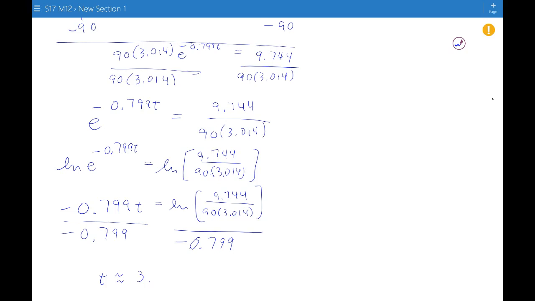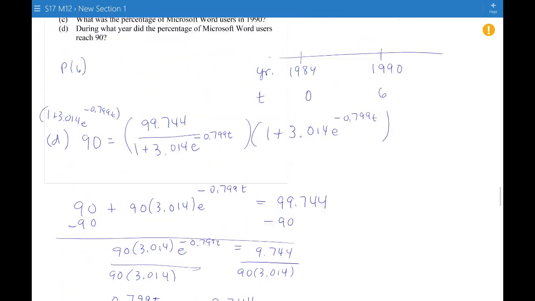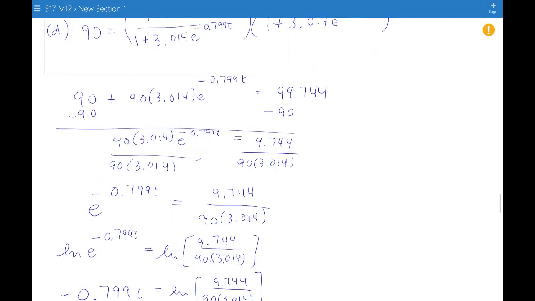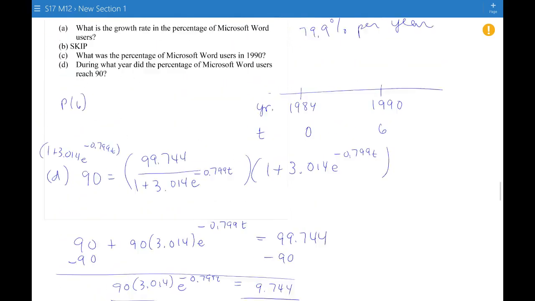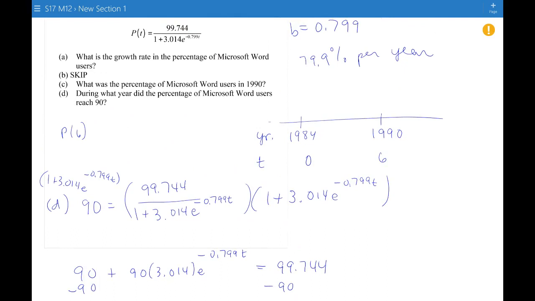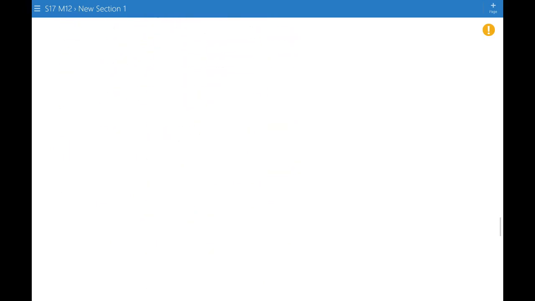And I'm getting about 3.3. And I'll look back at the problem statement, and it looks like that's years from 1984. So during 1988, right? From 84, 85, 86, 87. So during 1988 is when we would expect that the percent of users reached 90%. So that's it for this section.